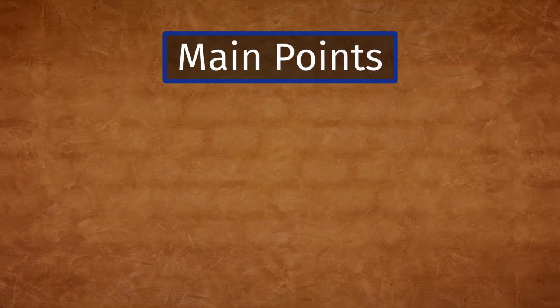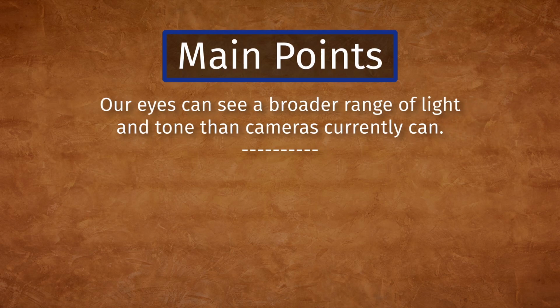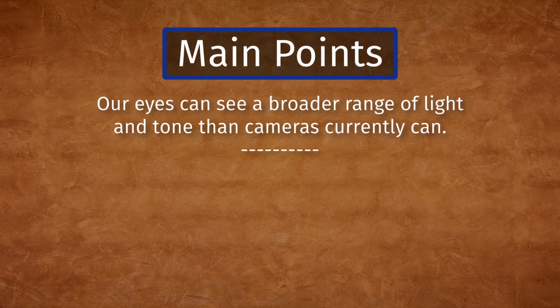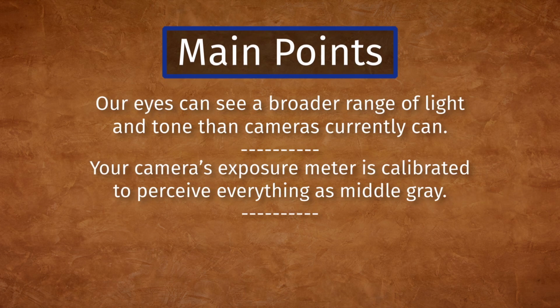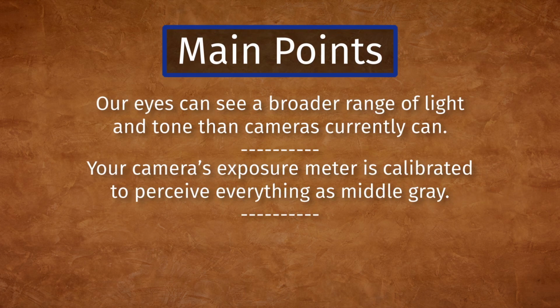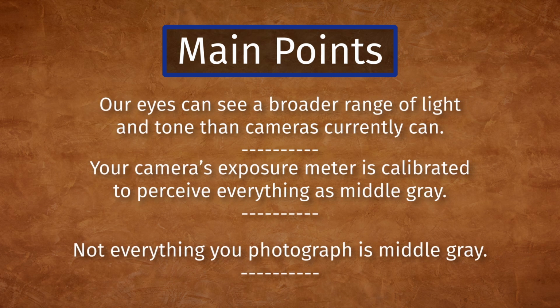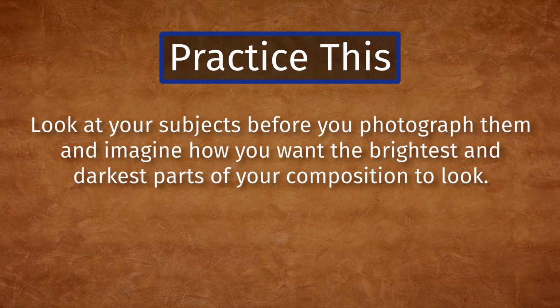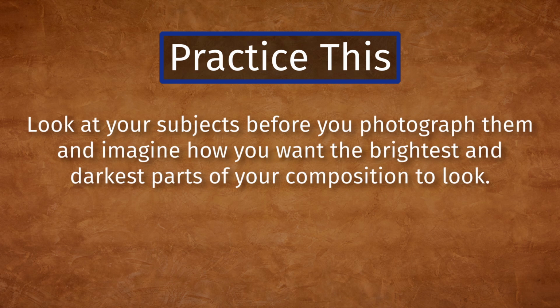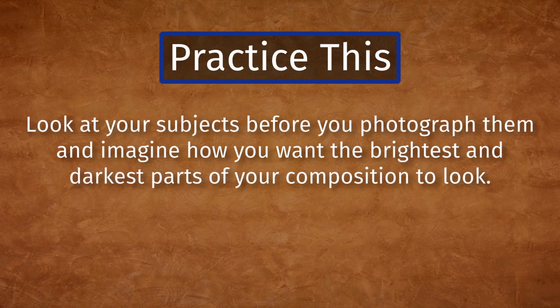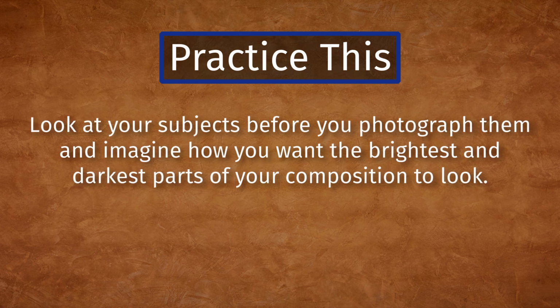The main points in this lesson are: our eyes see a broader range of light and tone than cameras currently can. Your camera's exposure meter is calibrated to perceive everything as middle grey. Not everything you photograph is middle grey. Practice this to improve your photography. Look at your subjects before you photograph them and imagine how you want the brightest and the darkest parts of your compositions to look.